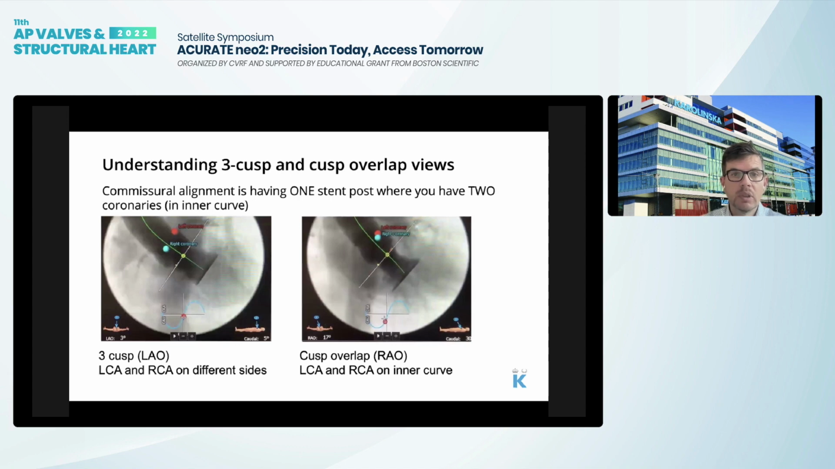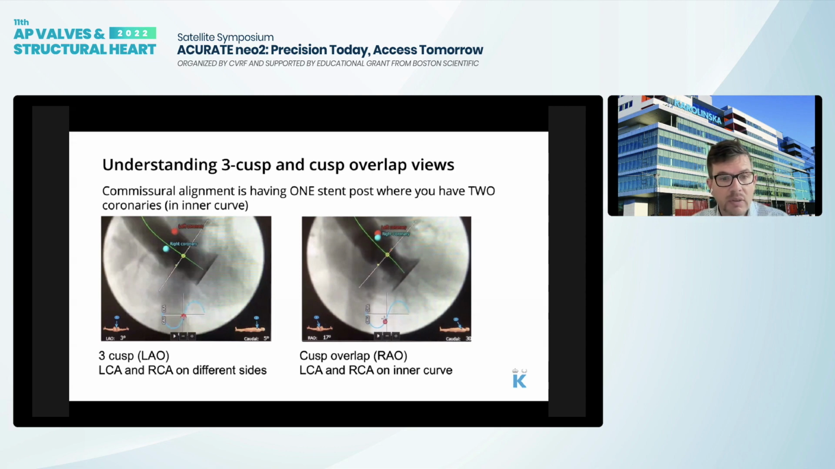So first, we need to understand the imaging planes that we use and what they show. As I said, the commissural alignment idea is to have one stent post where you have the two coronaries, and the view where you have the two coronaries superimposed is the so-called cusp overlap view, which is commonly a RAO view. There you will have the left coronary and the right coronary superimposed on the inner curve, as shown on the right-hand picture with the light blue and the red dot.